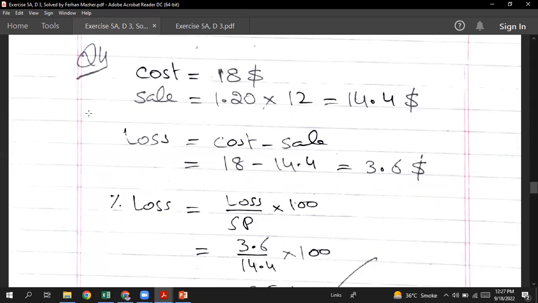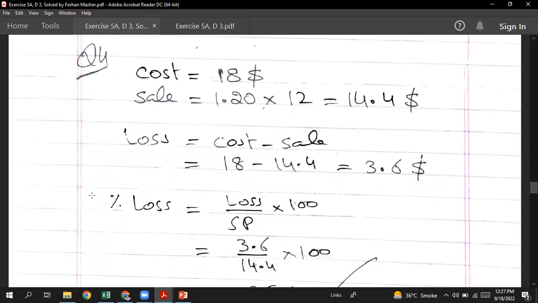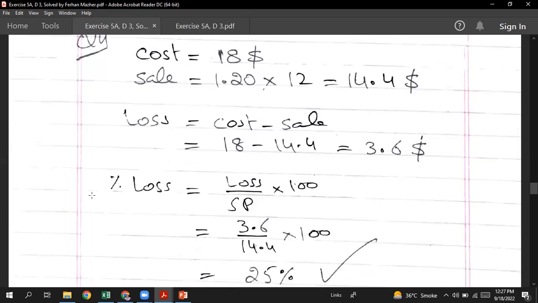Loss is equal to cost price minus the sale price. That's $18 minus $14.4, and that will be $3.6. Okay, now the percent loss. They ask us to represent the percent loss as a percentage of the sale price. So the formula for the percent loss will be loss divided by the sale price multiplied by 100. That will be 3.6 divided by 14.4 multiplied by 100, and the final answer will be 25%, sir.